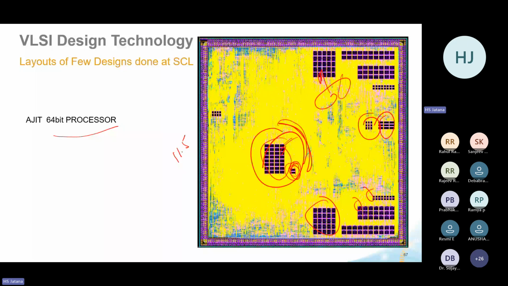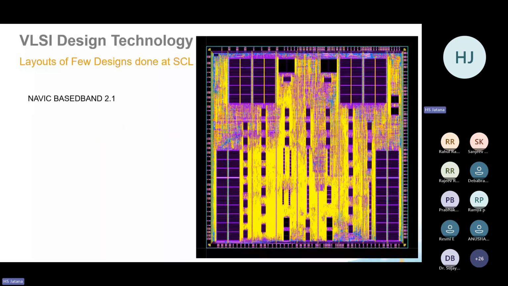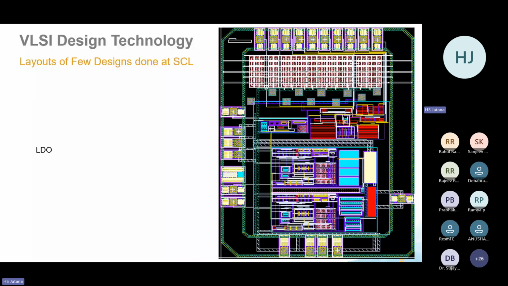This is a baseband processor for NAVIC. This one is one pad, and this is 12.5 millimeter. All these have more than 1 million gates in a chip area of around 100 to 120 mm square. This is a low dropout LDO. As you can see, it's analog. The number of transistors is less, and that is why you are able to see the various lines.